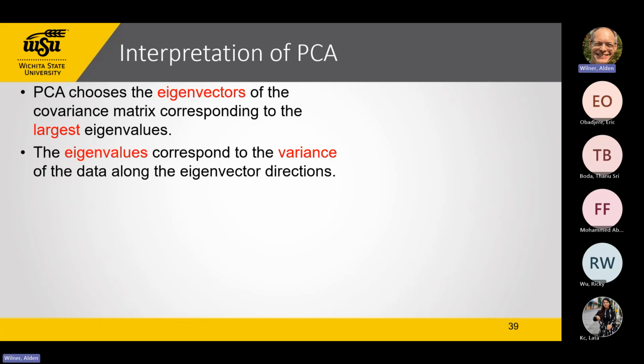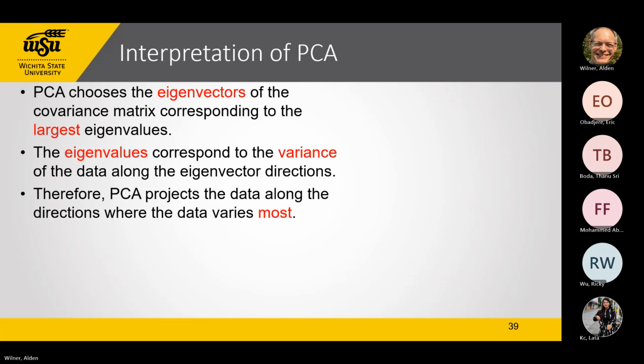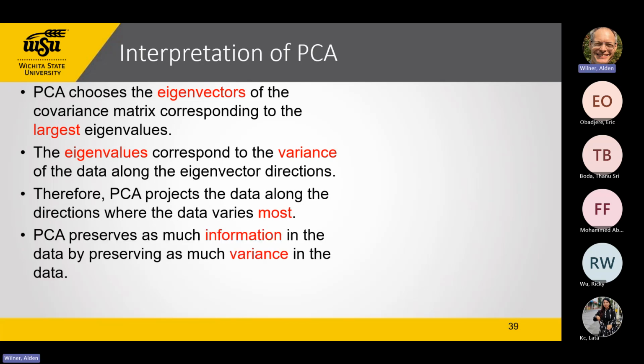The eigenvalues correspond to the variance of the data along the eigenvector directions. Therefore, PCA projects the data along the directions where the data varies most. It preserves as much information in the data as it can by preserving that variance, because maintaining that variance is maintaining the information.